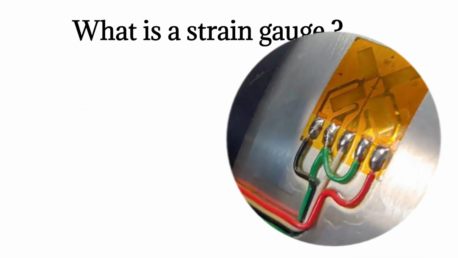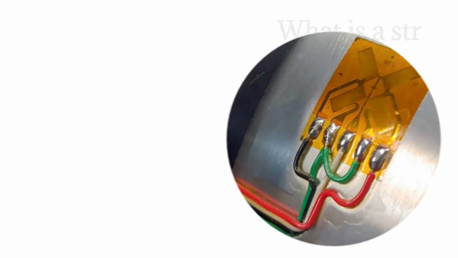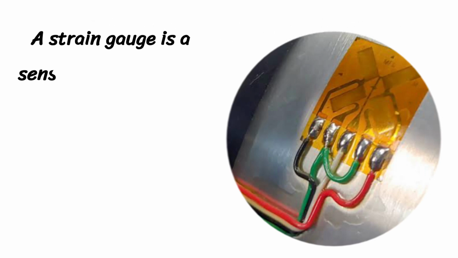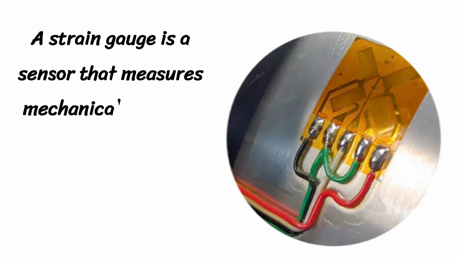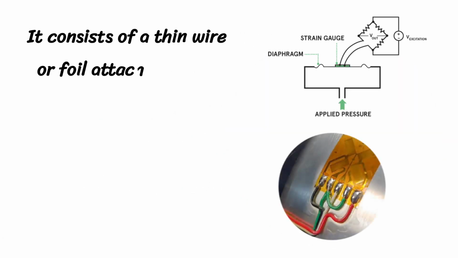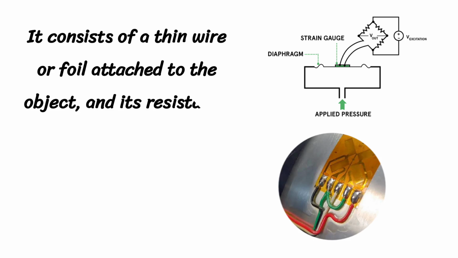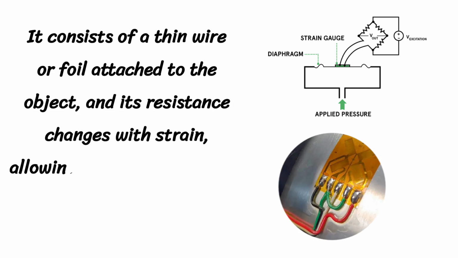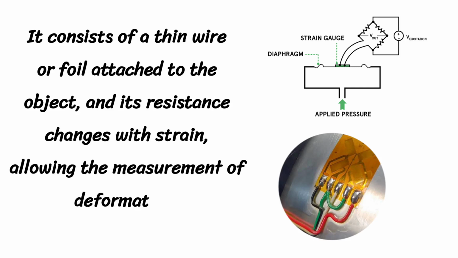Next question is, what is a strain gauge? A strain gauge is a sensor that measures mechanical strain in an object when subjected to stress. It consists of a thin wire or foil attached to the object, and its resistance changes with strain, allowing the measurement of deformation.